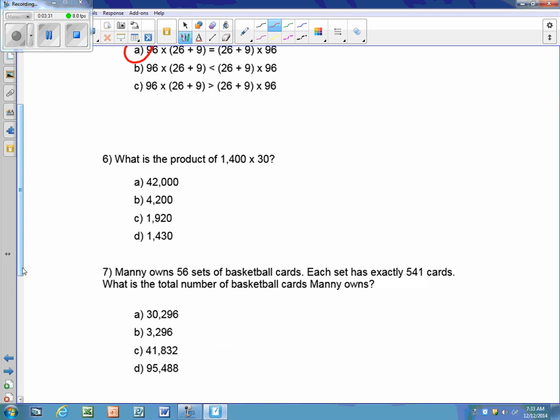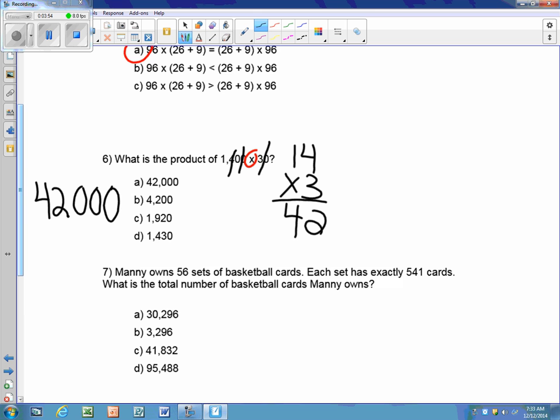Over here it tells me what's the product. They even give me the multiplication, but remember product means to multiply. So when I look at this, I use my zero rule. So there's 1, 2, 3 zeros. And then I multiply 14 times 3, which is left. And I have 42. And then I have to put in my 3 zeros. So I have 42 and 1, 2, 3 zeros. And if you notice, I do it on the side and then find the answer that matches, which is A.